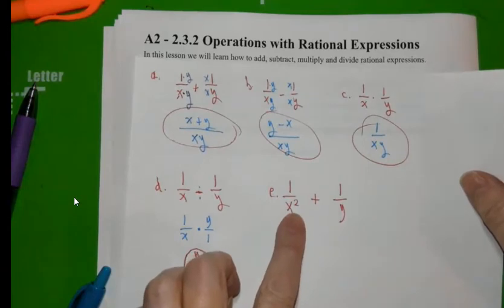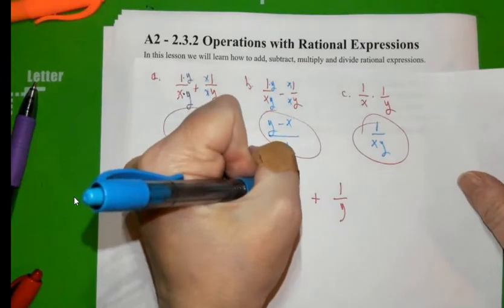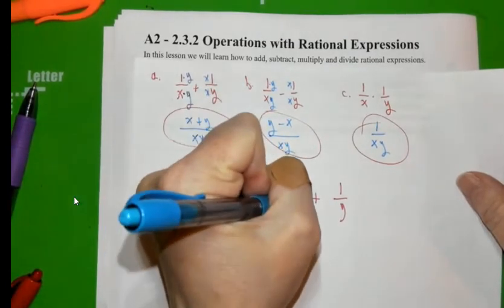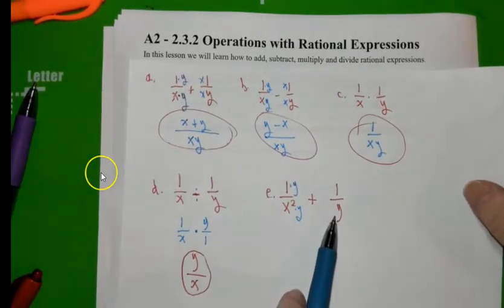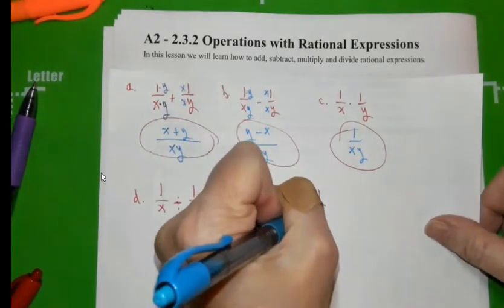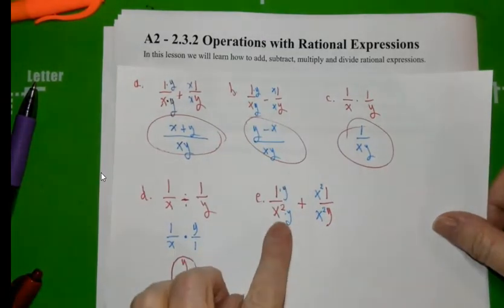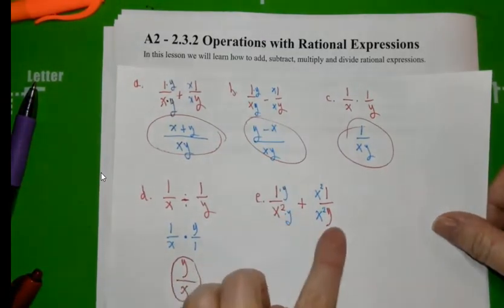The one on the left has an x squared, but it doesn't have the y. So let's multiply the one on the left by y over y. The one on the right has the y, but it doesn't have the x squared. So let's multiply the one on the right by x squared over x squared. Now the denominators are the same. They're both x squared y.